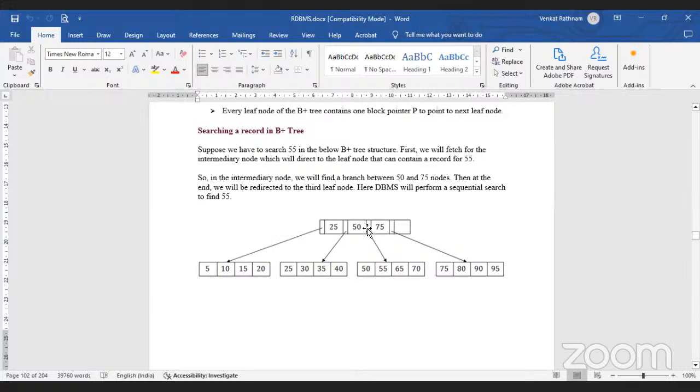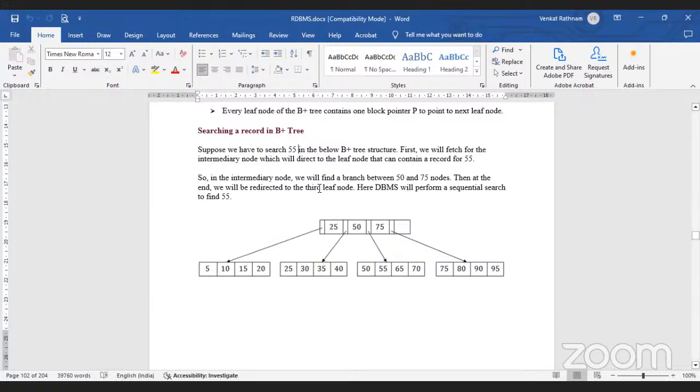If you are unable to find the root node, then you have to check all of these: 5, 10, 15, 20, 25, 30, 35, 50. Then it will take lots of time. If you find the internal node or root node, then it is easy. 55 is bigger than 50, so automatically you can move to the right side of the 50. Then you can find it easily. So like this, you can search the values in the B plus tree.